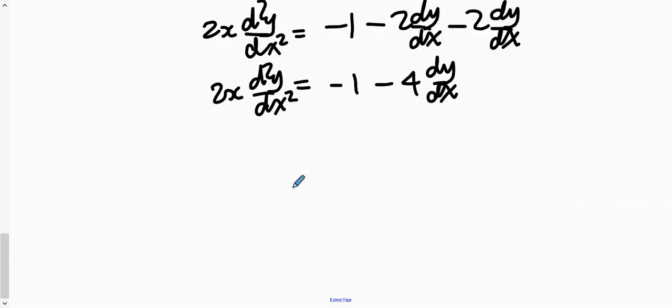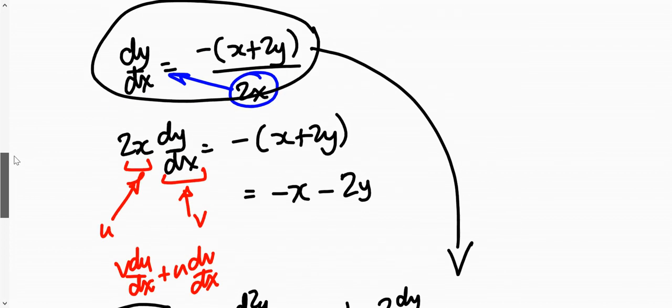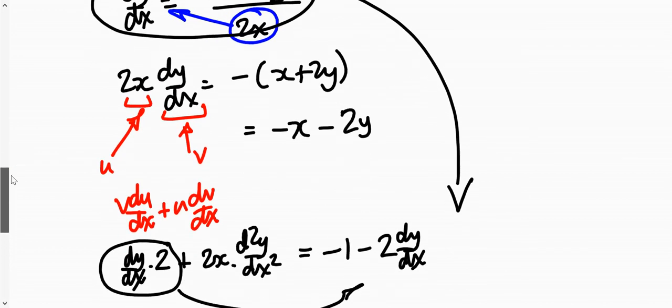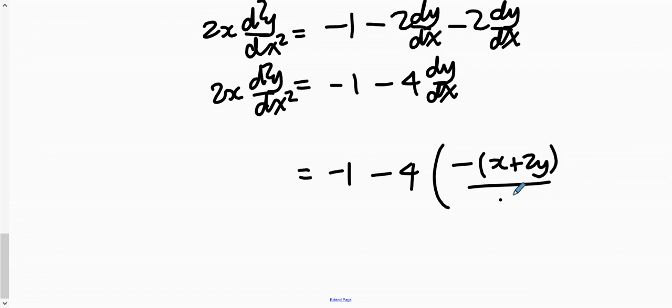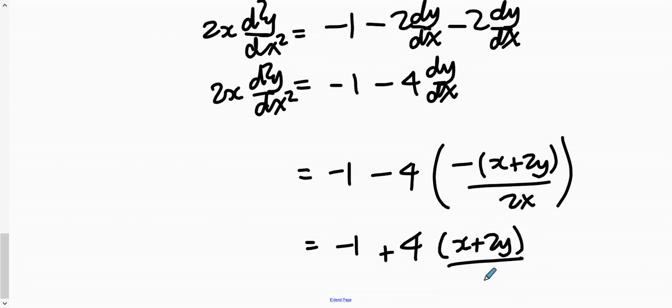Okay. So minus 2 is minus 4. And now I'll copy in dy by dx. So dy by dx is negative x plus 2y over 2x. So now I've got negative 1. Now that negative multiplies by that negative to make 4. Sorry, plus 4 rather. So that'll be x plus 2y over 2x.